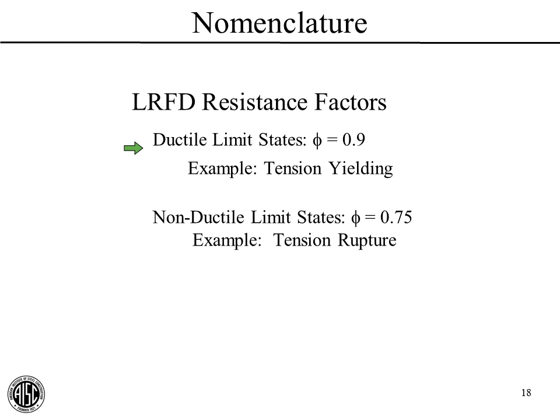A lot of the others are non-ductile limit states. They're more difficult to predict, and the predictions are less precise. So we need a larger margin. So here we use a phi of 0.75. An example of one of these would be tension rupture. Now there are a few other phi factors, but these are used in most of the limit states in connection design.